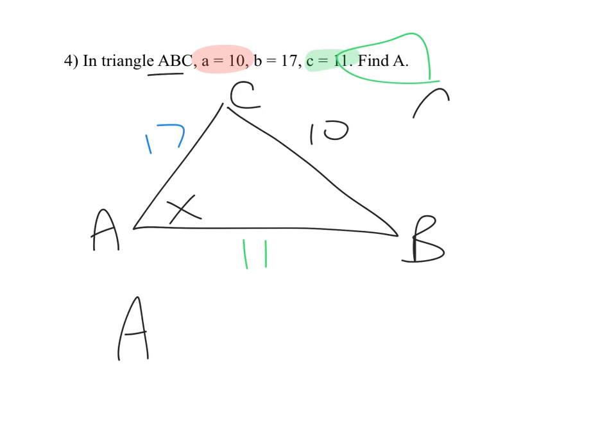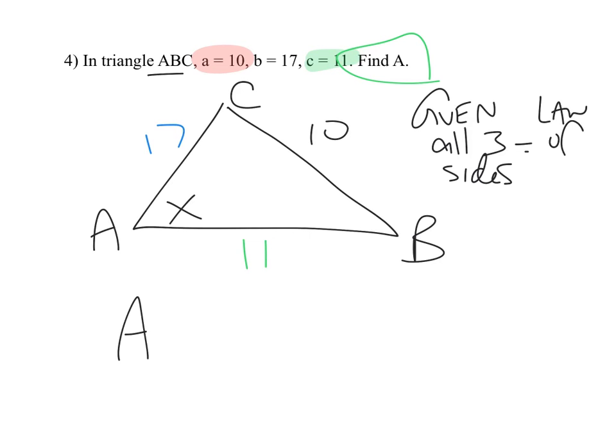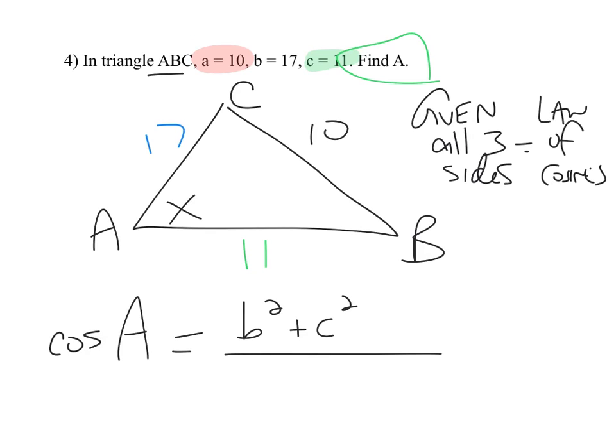So here, since I'm given all 3 sides, I'm going to be using the law of cosines. And I'm going to be writing the cosine of A equals b squared plus c squared minus a squared. Remember, these 2 outsides have to match. Since I'm finding angle A, side A is going to be at the end. So the cosine of A equals b squared plus c squared minus a squared over 2bc.